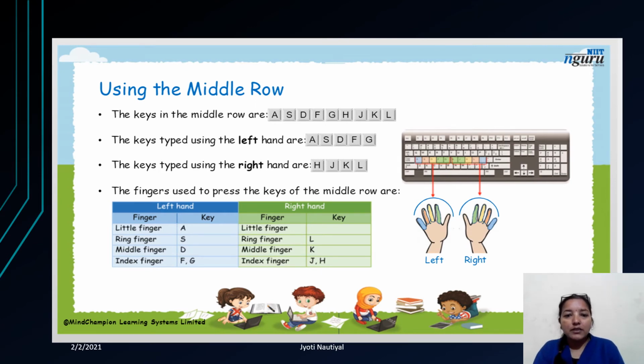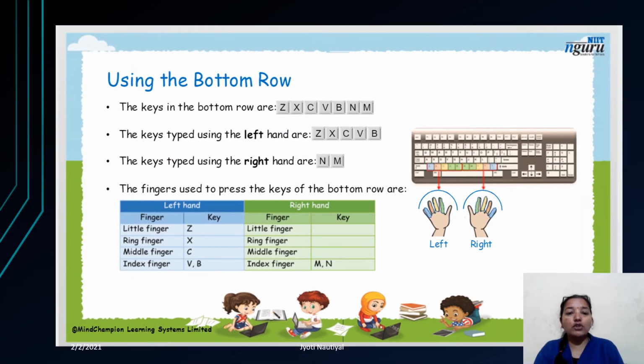Let's move ahead. Now children, now using the bottom row, अब आ जाते हैं bottom row में. ठीक है, ये जो highlighted row है, again यहाँ पे hand spread करेंगे और हर एक finger से एक particular key press करेंगे. लेफ्ट हैंड की जो little finger है उससे आप Z press करेंगे. ये रहा left hand और इसकी little finger है ये, इससे Z करेंगे.